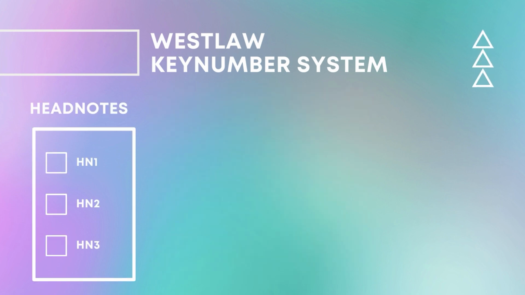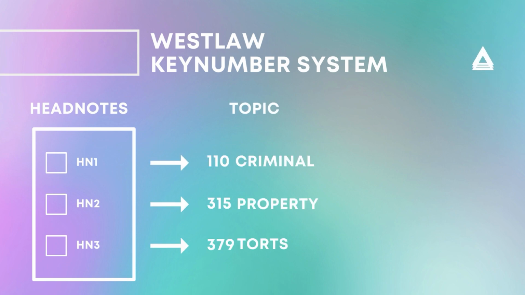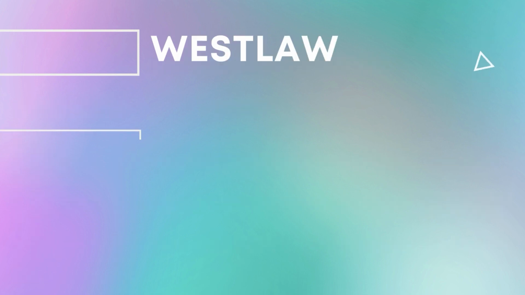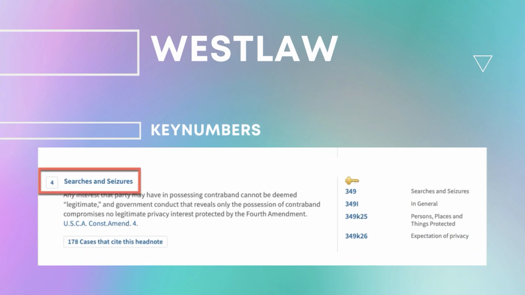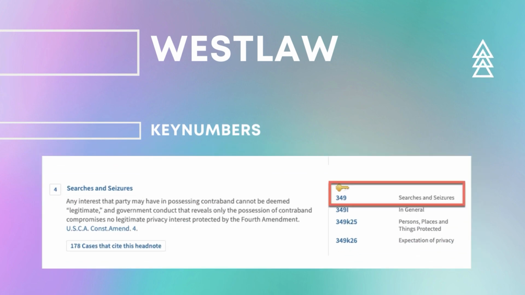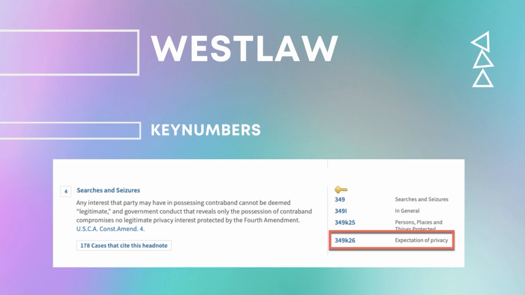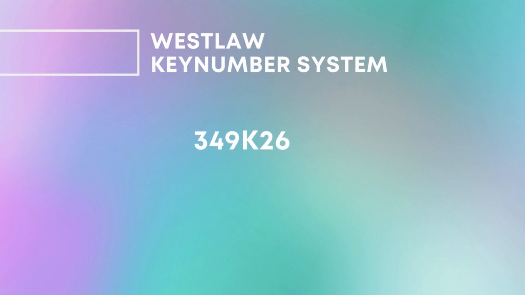Westlaw editors look at the headnotes in a case and then assign the headnote to a broad topic area. And then they further classify that headnote under a very specific key number, like a sub-topic. Here's what that looks like. Here, headnote 4 has the broad topic of searches and seizures. That broad topic is given a number, 349, and then it is further broken down in an outline form until it can be classified at its most specific level. Here, key number 26, expectation of privacy.